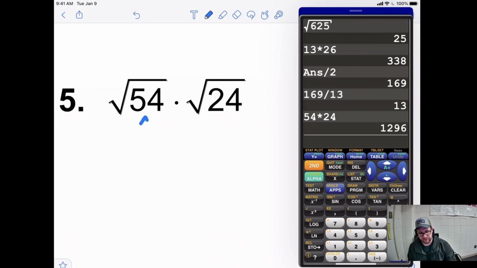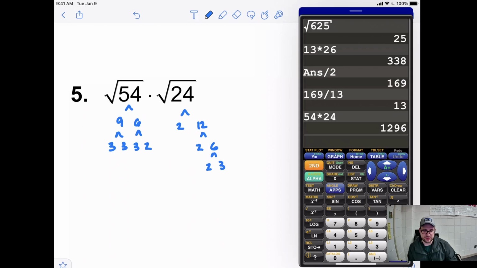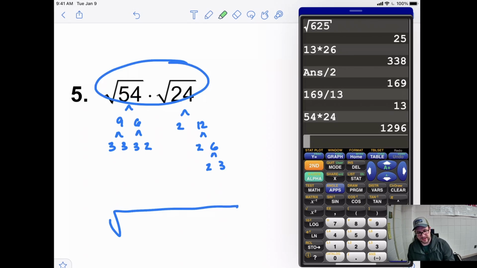Let's just break down 54 for a second. 54 would be 9 and 6. 9 would be 3 and 3. 6 would be 3 and 2. 24, on the other hand, is going to be 2 and 12, which is going to be 2 and 6, which is going to be 2 and 3. Now, once you get those broken down, I want you to notice something. To actually combine these, another way to think about it is you can take all of these prime factors, 3, 3, 3, 2, 2, 2, 2, 3, and you can put them into one square root together already.